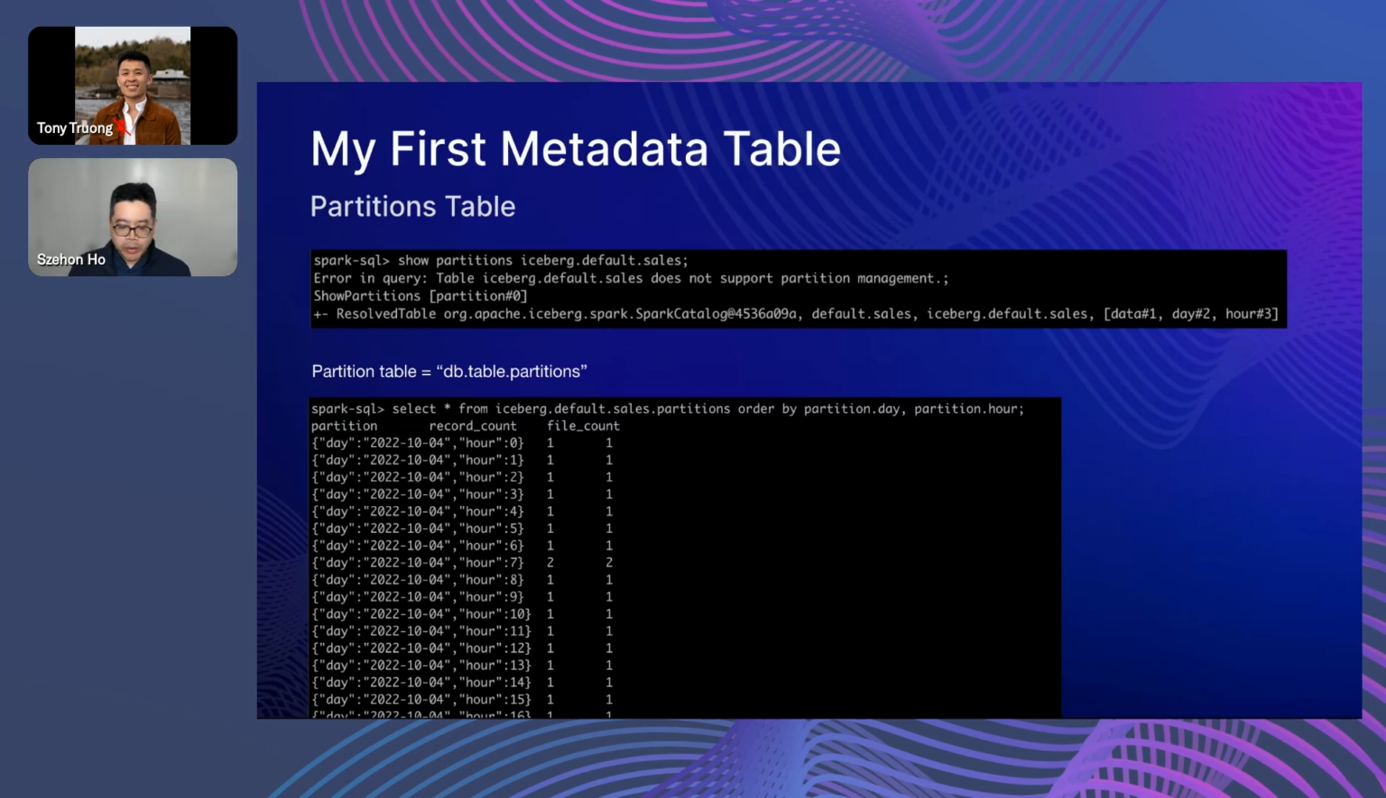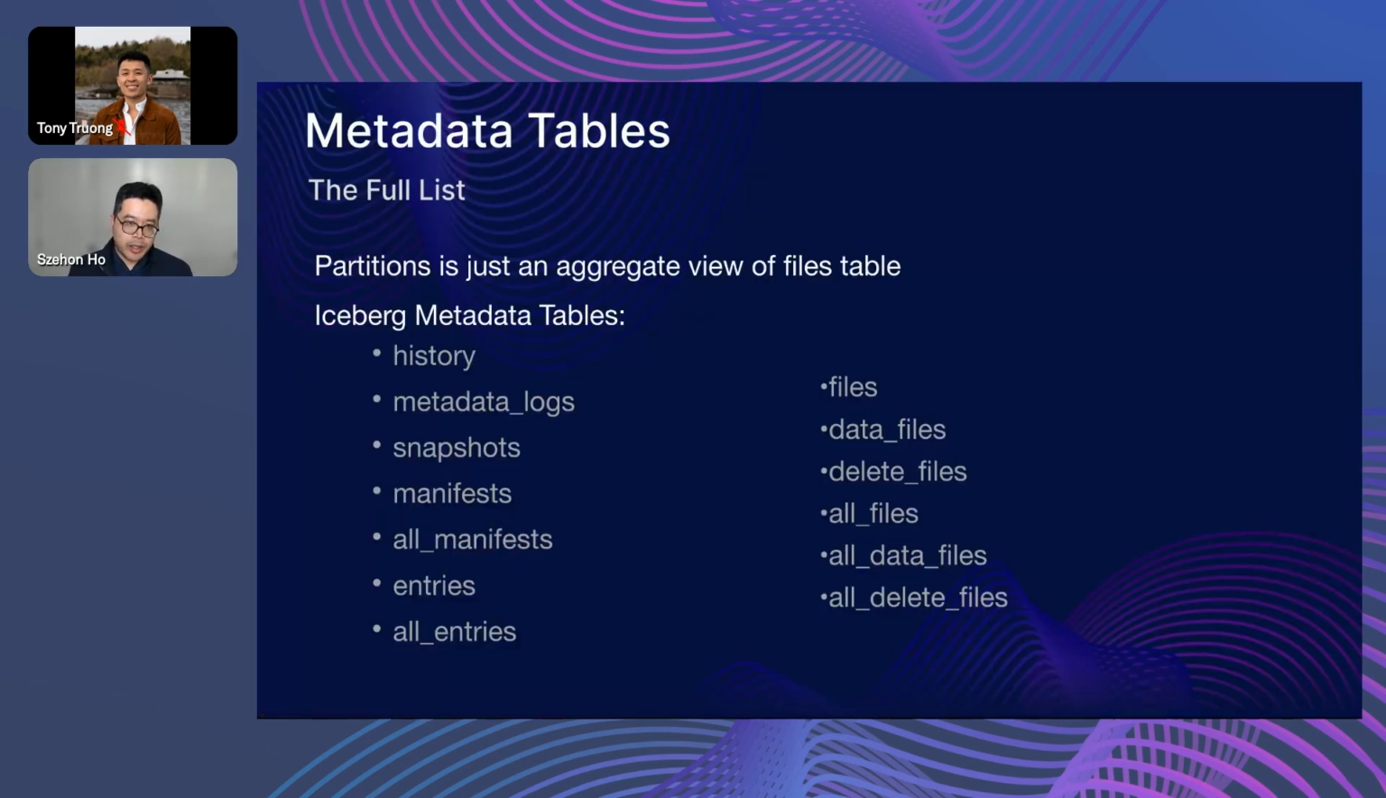And then secondly, I really like the fact that this table also had additional columns. In Hive, it returned only the partition values, but here we're returning other things like record count and file count, which I think is super useful to have when you're interested in partitions. So this is how I got very interested in Iceberg and started digging myself deeper into it. As I dug into how the partitions table was implemented, I realized that it was just an aggregate view of an even richer table called the files table.